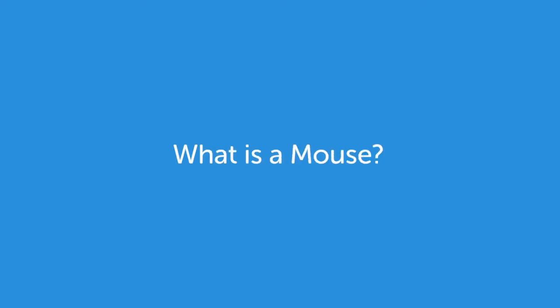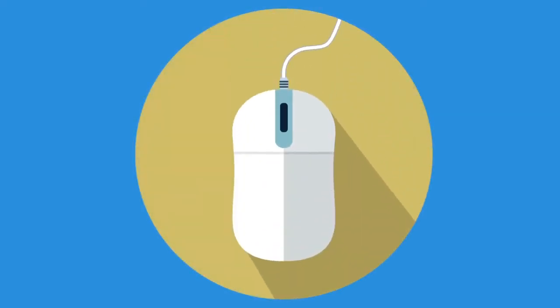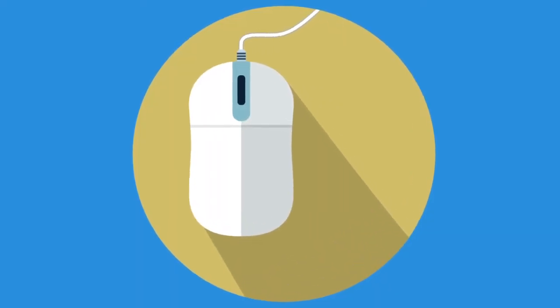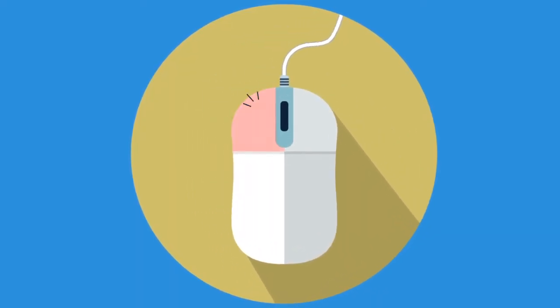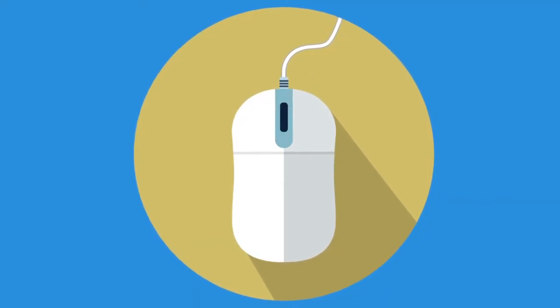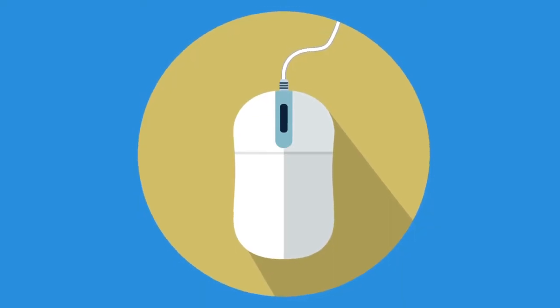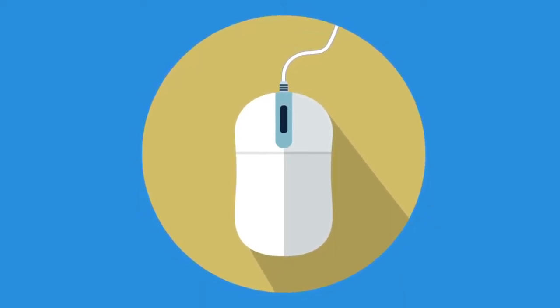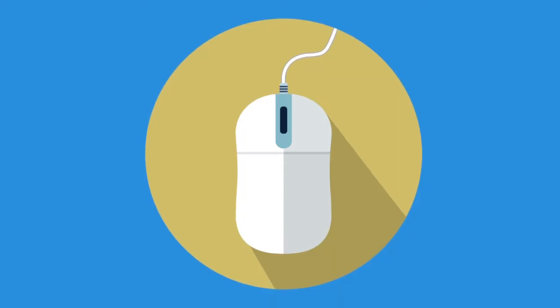What is a mouse? A computer mouse is a necessary tool when working on a computer. The mouse lets you point to objects on your screen, click on them, and even move them. You can also use the mouse to scroll or move through different parts of your screen. In this lesson, you will learn about the parts of a mouse and practice using one.